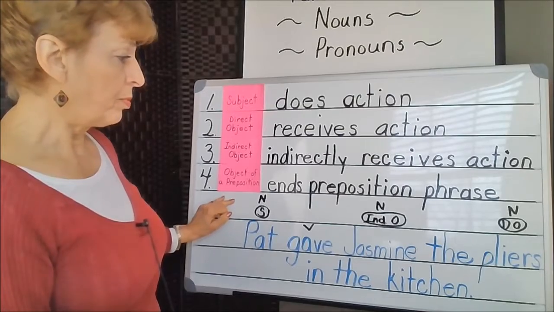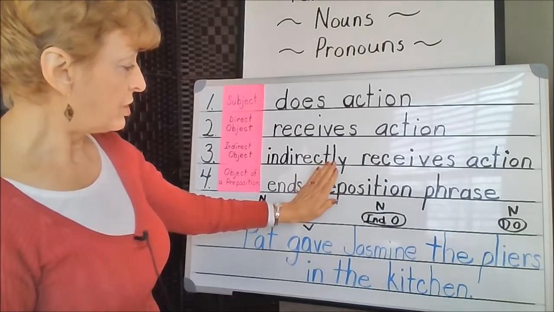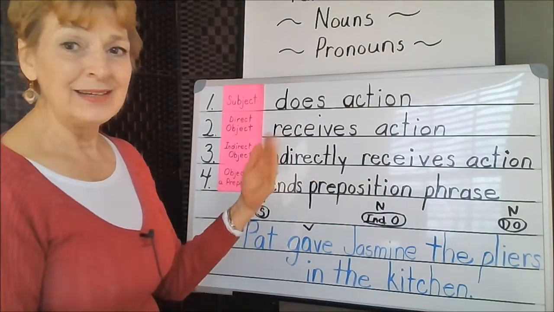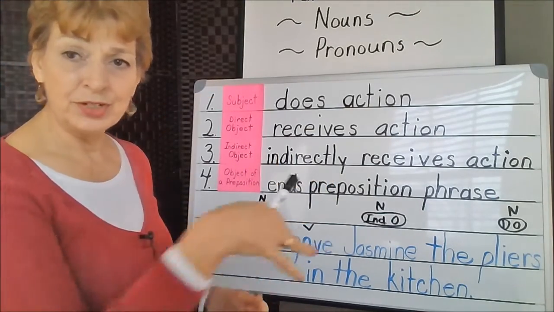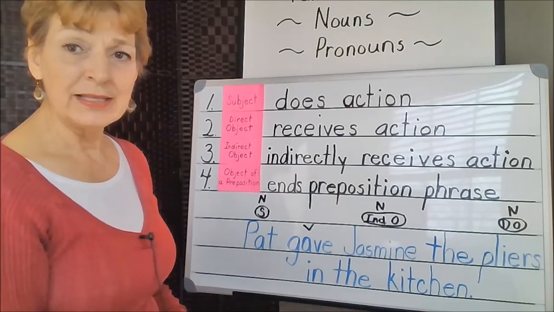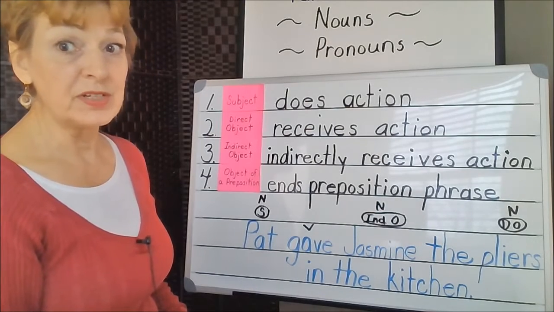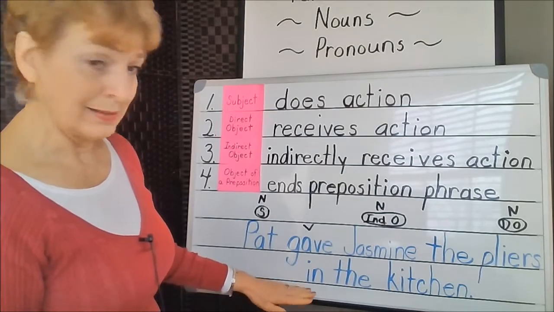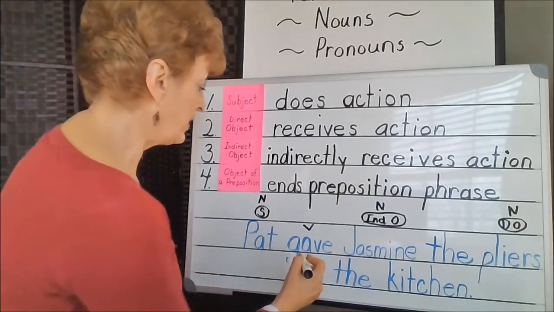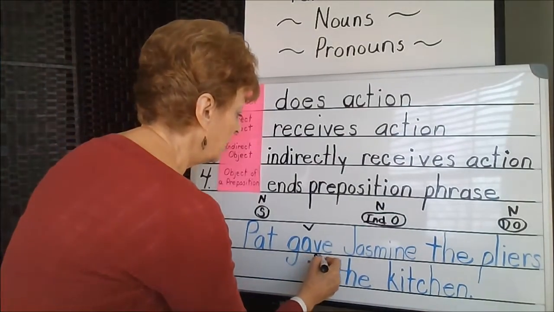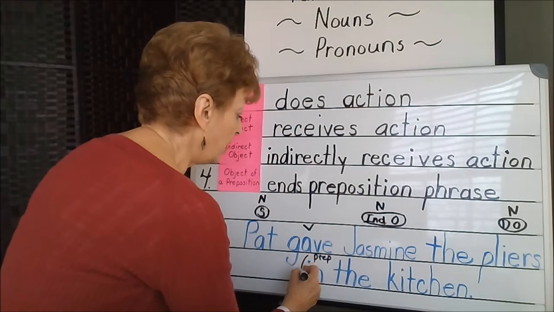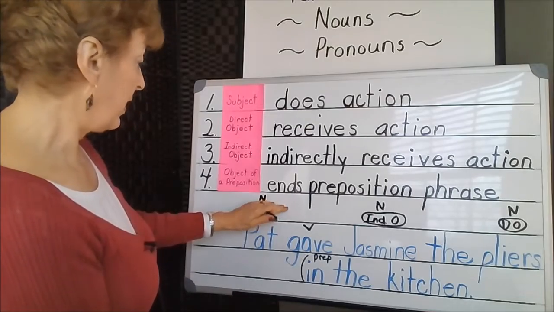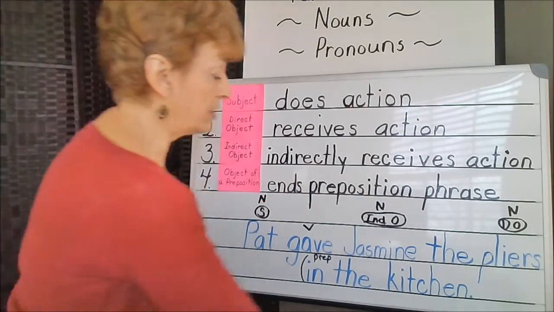The object of the preposition: a preposition is a part of speech that shows a position, like in, on, above, into, around. It's a position word most of the time. So the position in this one is in. We have a preposition which starts a prepositional phrase that ends with the object of the preposition.